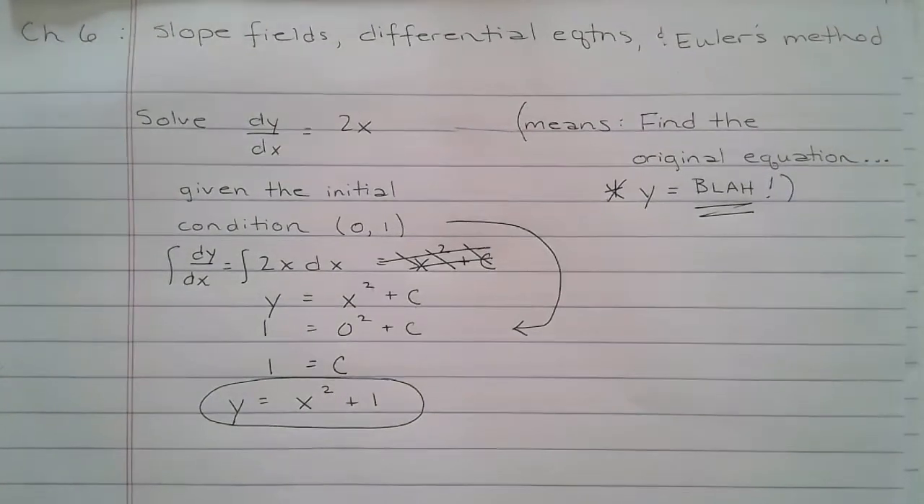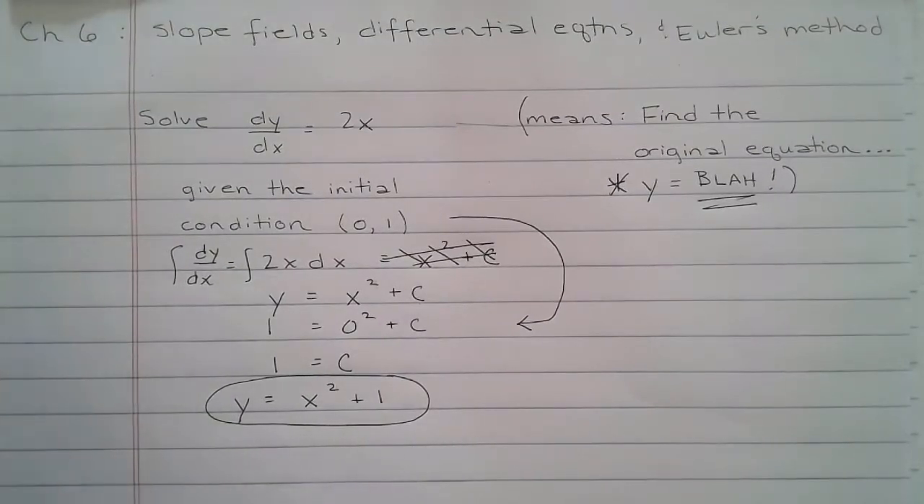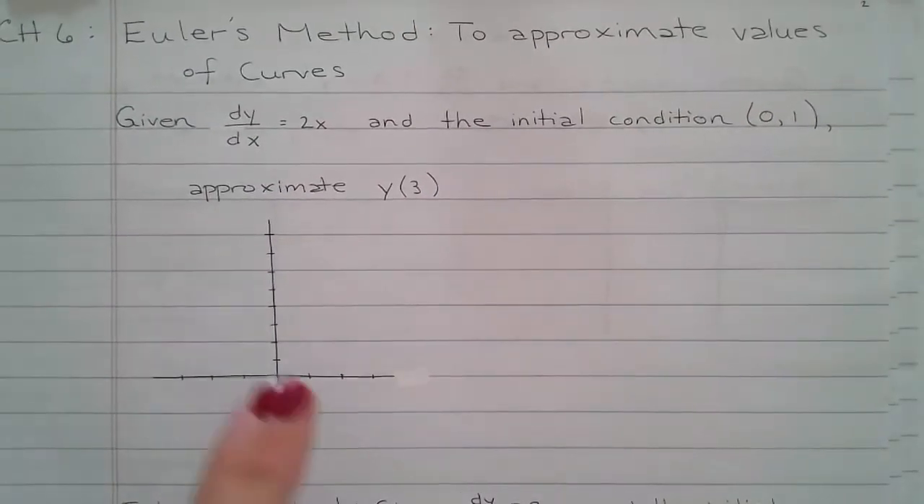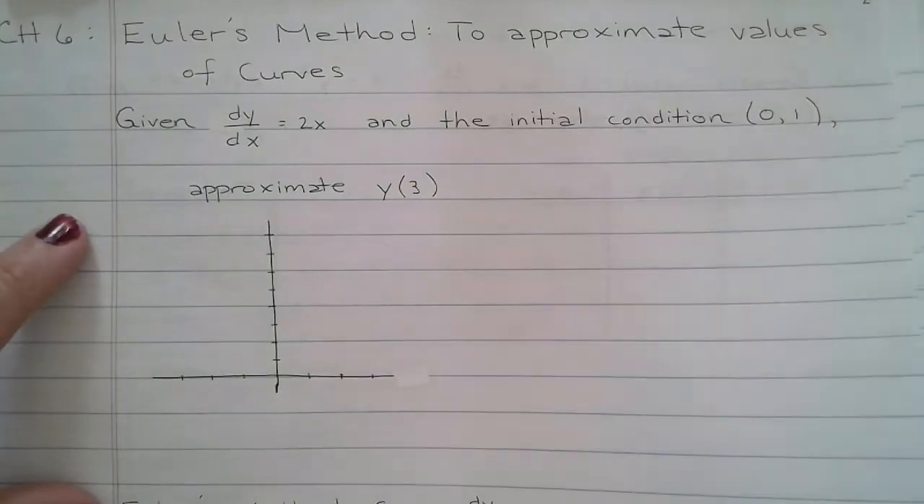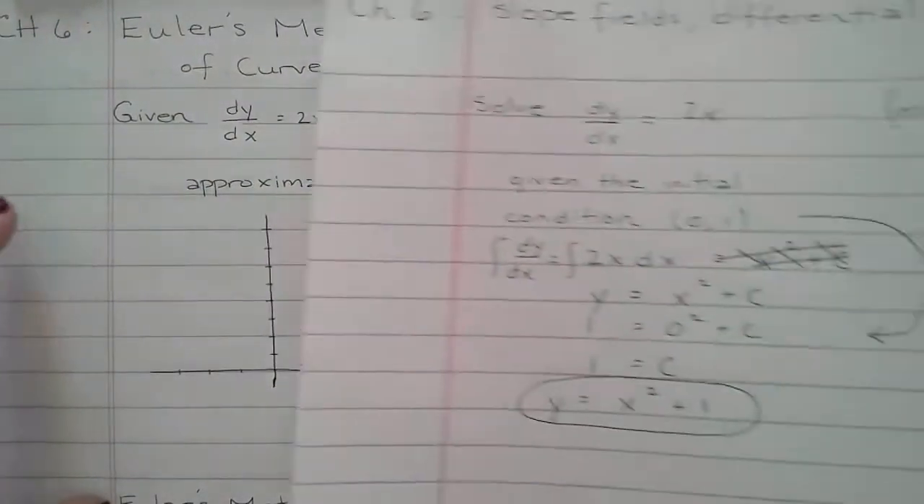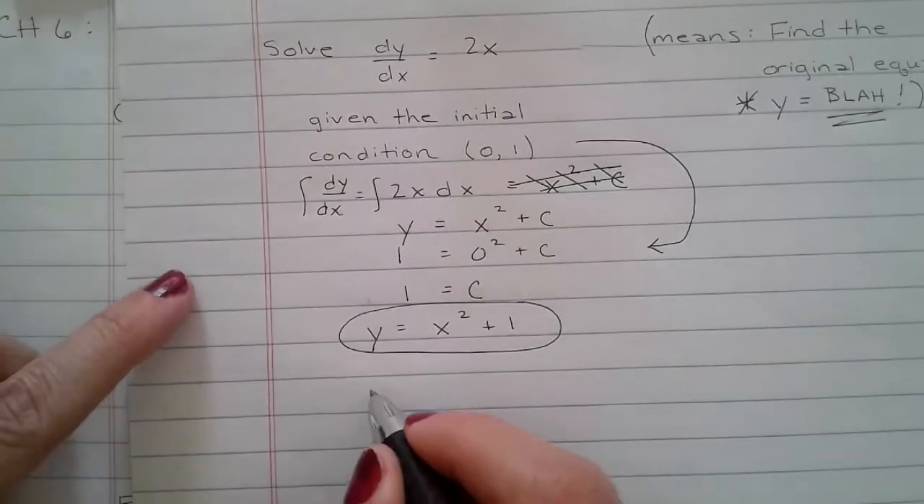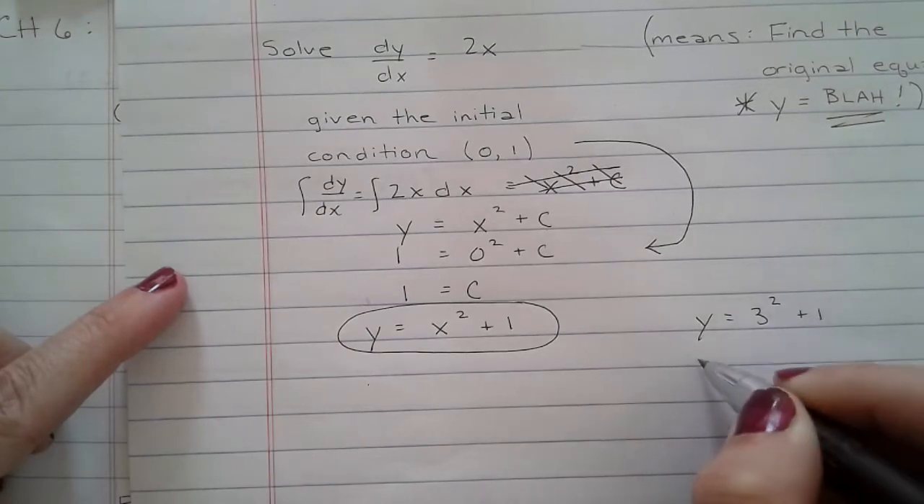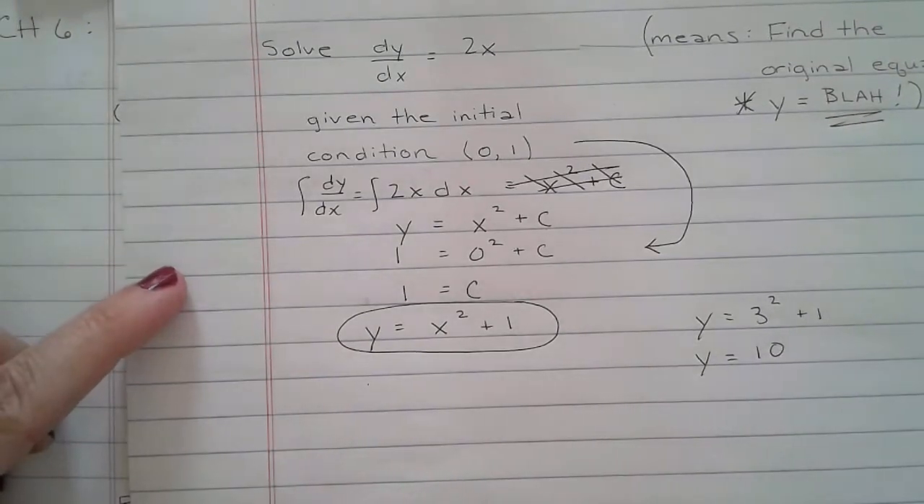Okay, so let's get on to looking at Euler's method. Euler's method is a technique for approximating values on curves. This isn't going to look any different. There it is, the old dy/dx equals 2x is our differential equation. The initial condition is (0, 1), and we're supposed to approximate the value of y when x is 3. That's our mission here. Now, we already solved this differential equation, so we can actually find the value of y when x is 3. When x is 3, we expect that y will be 10, that the point (3, 10) will be a point on this graph.